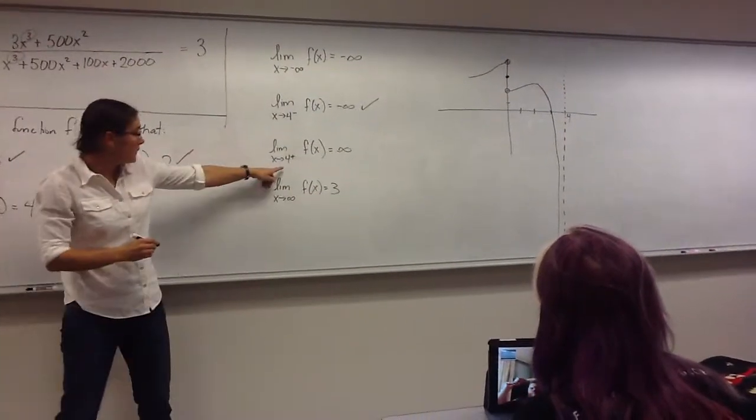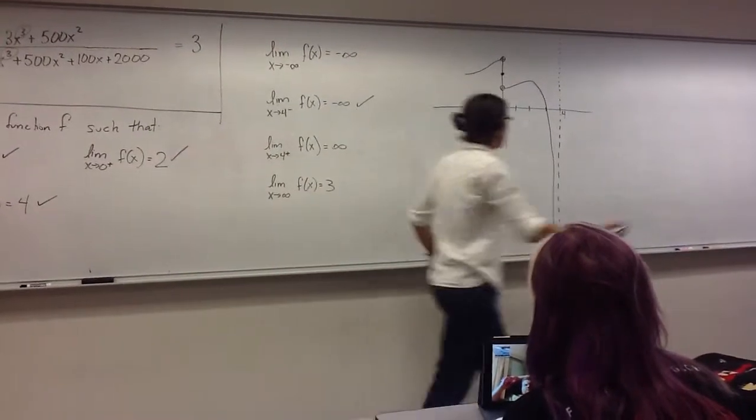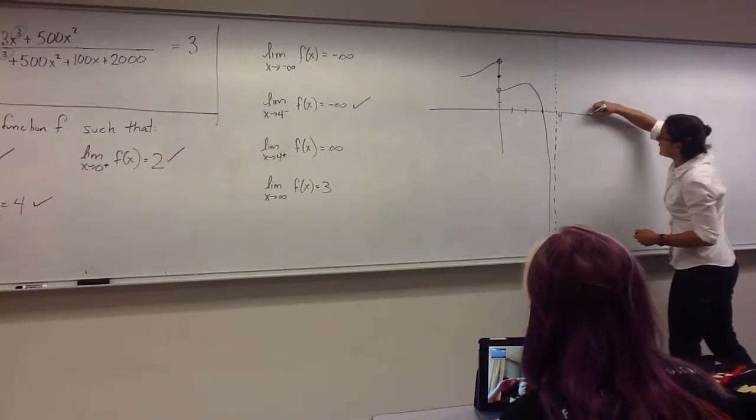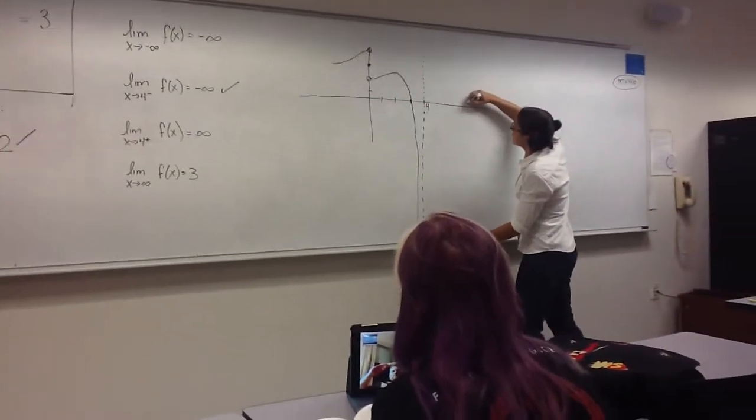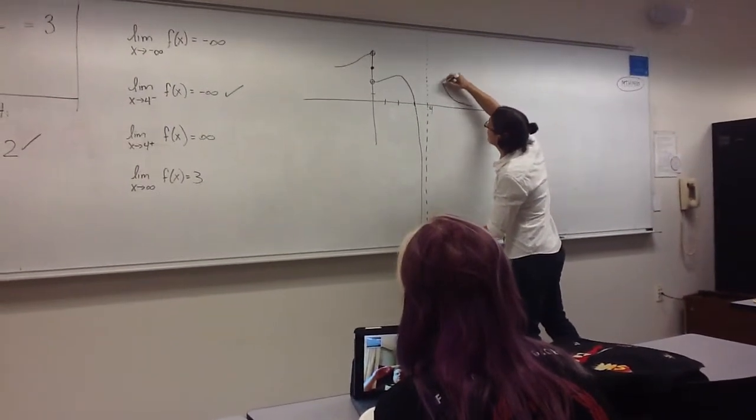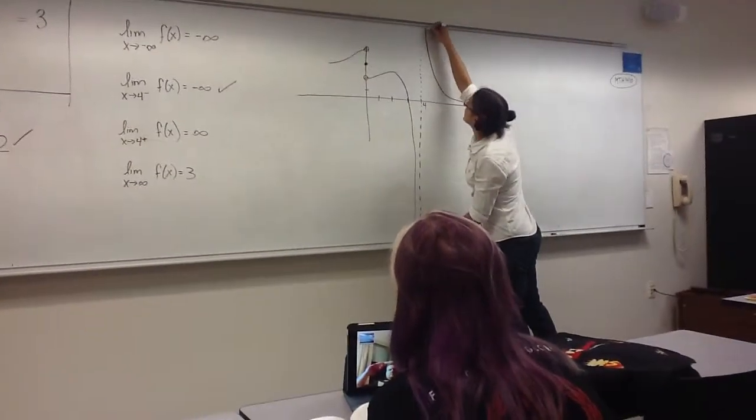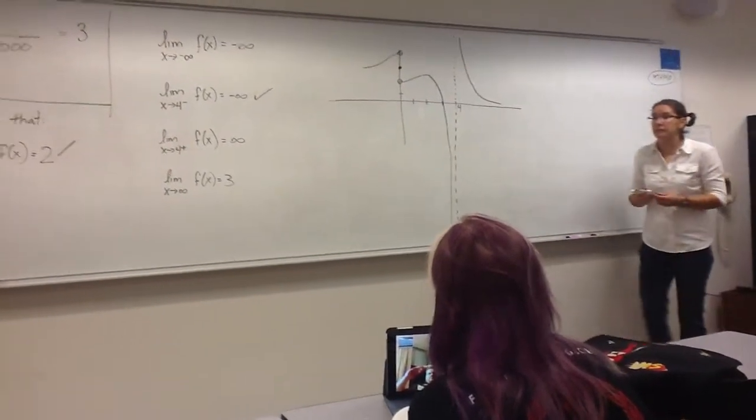As x approaches 4 from the right-hand side, I walk over here to the right-hand side of 4, and it tells me that that limit is equal to positive infinity. So as x approaches 4 from the right, the y value of my function is getting very, very, very large. So it looks something like this.